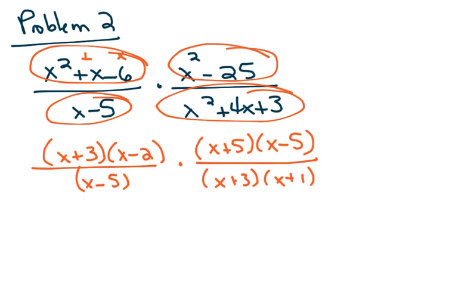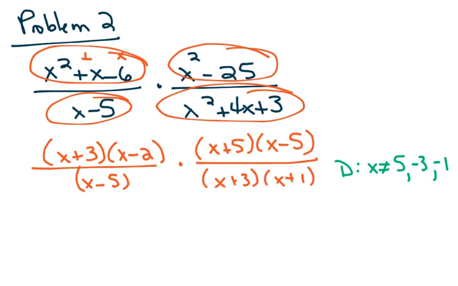Now remember, there are some restrictions on the domain. I have to look at all the denominators. So my restrictions are that x cannot equal 5, negative 3, or negative 1. And that restriction is going to carry over to the simplified version.